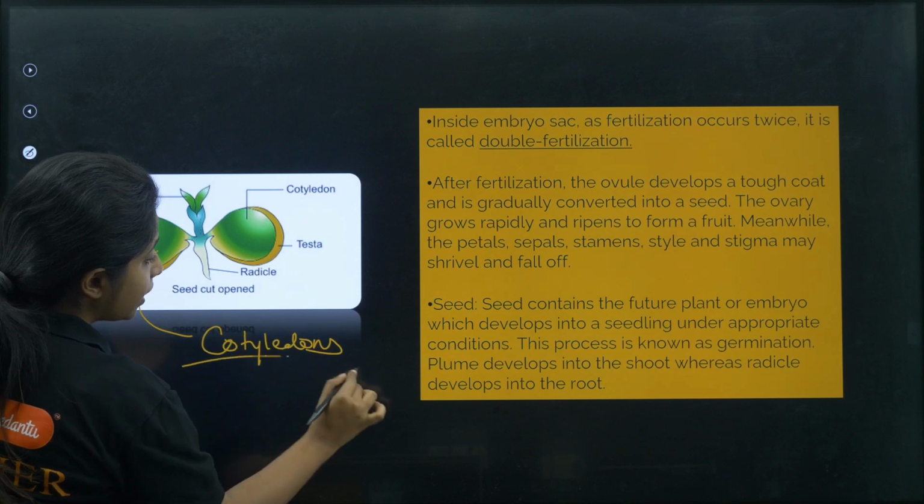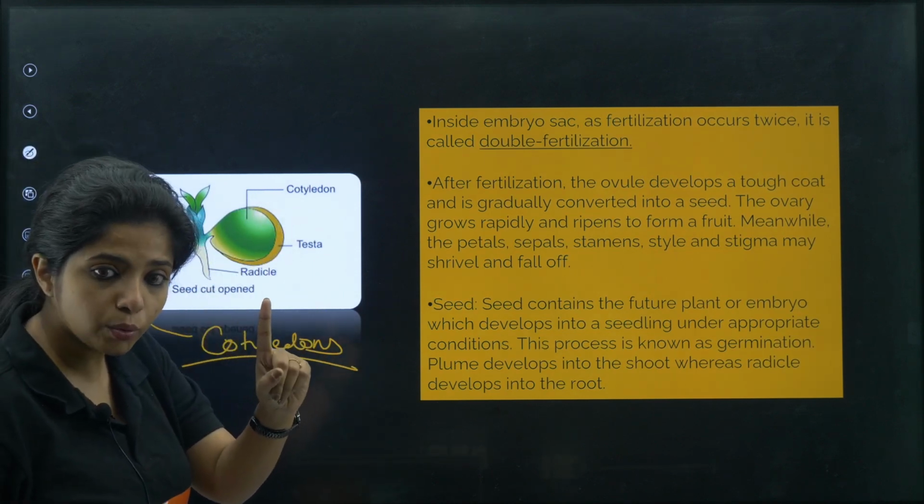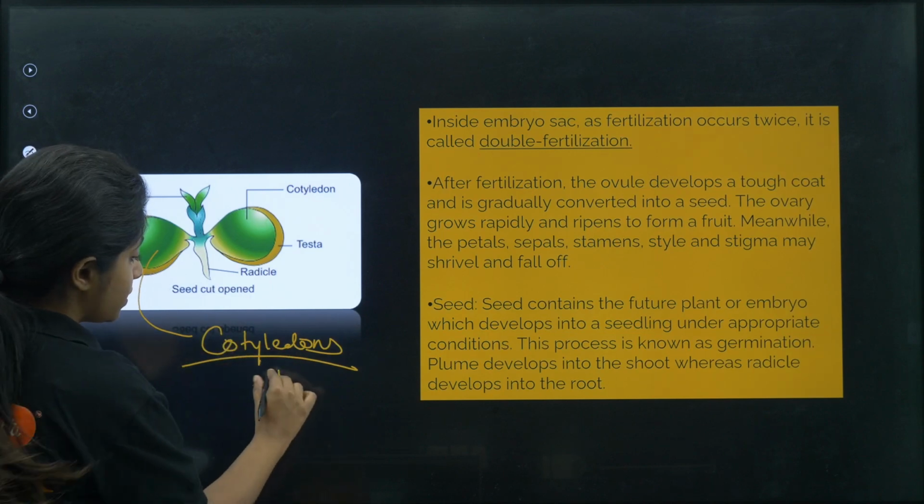So there are embryos that have 2 cotyledons like this. There are embryos that have only 1 cotyledon. The ones that have 2 cotyledons, you call them dicots.